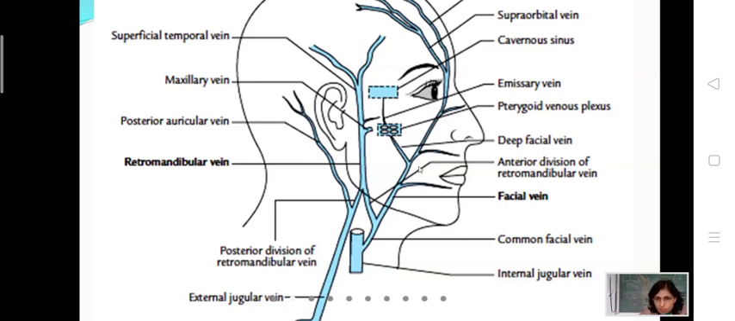Second communication is this facial vein by way of a deep facial vein. This deep facial vein is present posterior to the facial vein. This deep facial vein communicates the facial vein with the pterygoid venous plexus. This pterygoid venous plexus then communicates with the cavernous sinus by way of emissary veins.